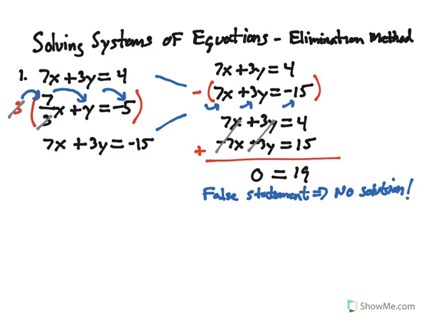So anytime that you get a situation where both variables cancel out and you're just left with something equals a different number, like in this case 0 equals 19, you know that that's a false statement. So your answer is going to be no solution. Okay, that's your final answer, no solution. And that can happen sometimes. It won't happen all the time, but it can happen. So that's something to keep in mind.